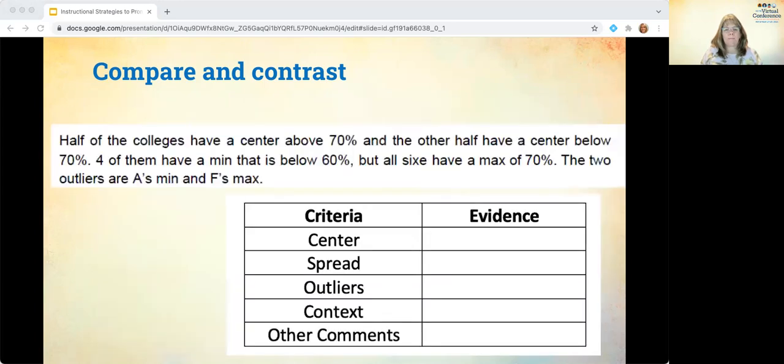So my students, in terms of critiquing this, would want to talk about the evidence for center, spread, outliers, and context. Right now, other than colleges, I don't really see enough context here. And then any other comments that they might have.